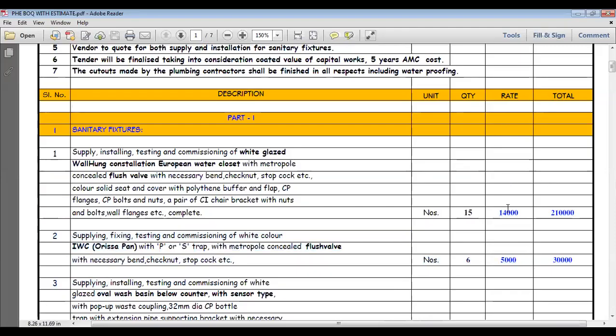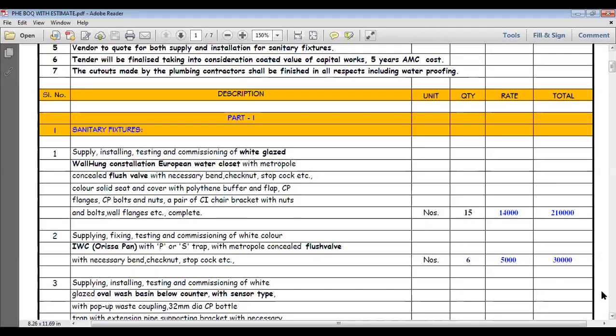We will float into the vendor. The vendor will put the rate. So that also is there. So we will float into the description, and we will put it without rate. We will float the tender. After floating the tender, the vendor will put the rate. The vendor will quote the tender.